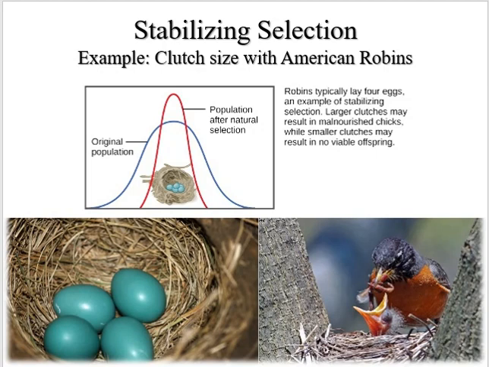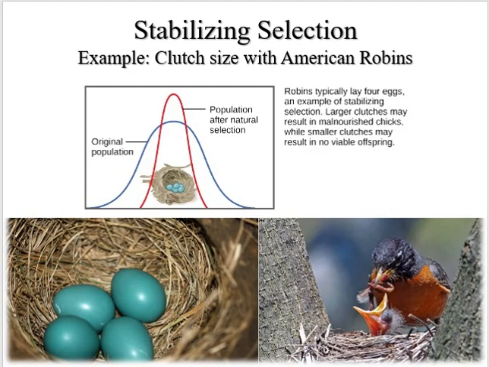So for example, with stabilizing selection, you have clutch size in American robins. You see them often in spring. Robins typically lay 4 eggs. That's their happy medium for clutch size. Clutch size meaning the number of offspring they yield.